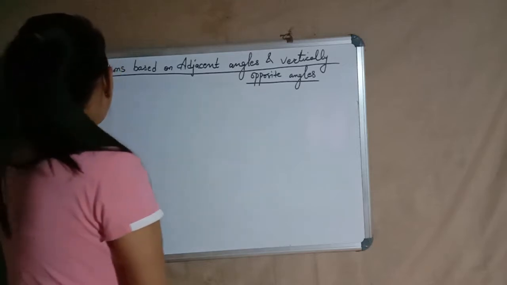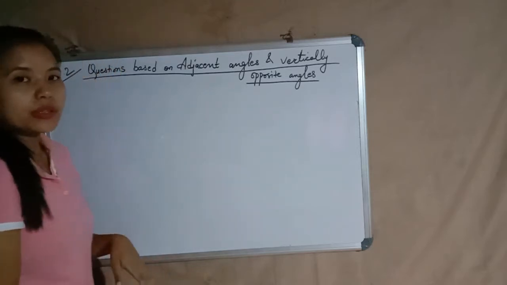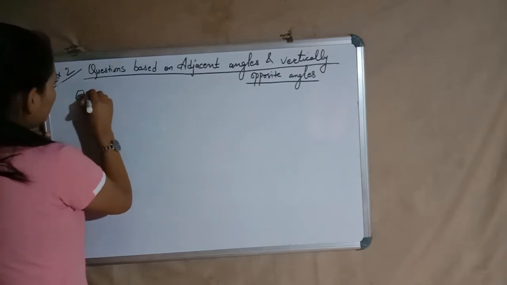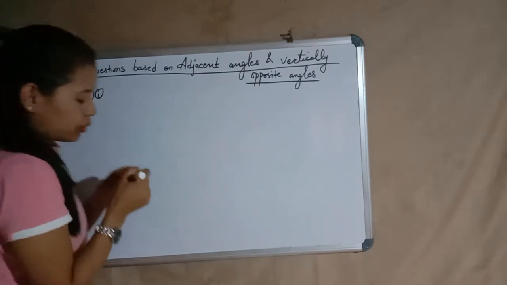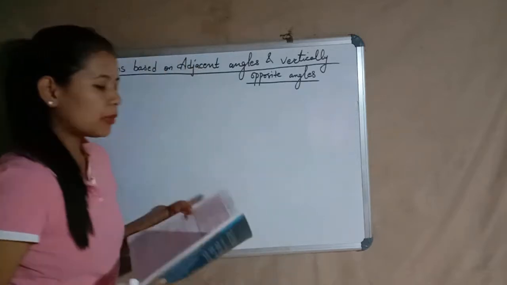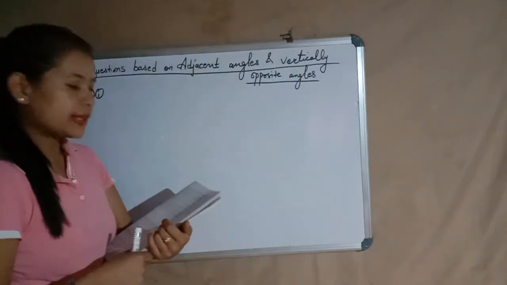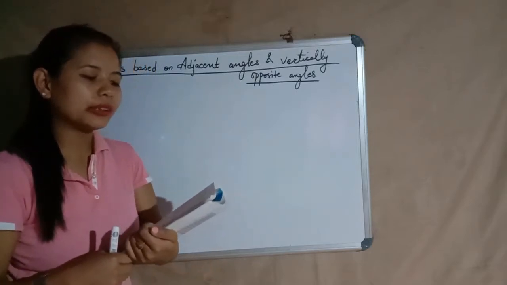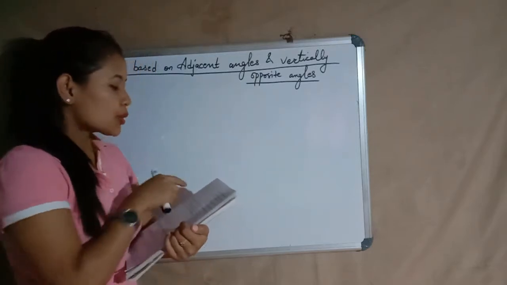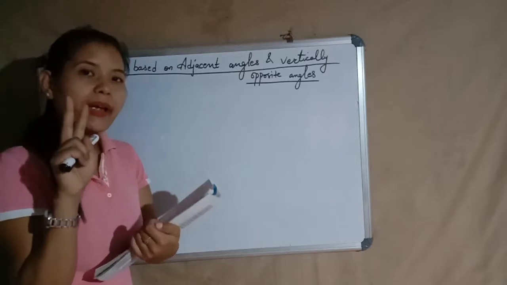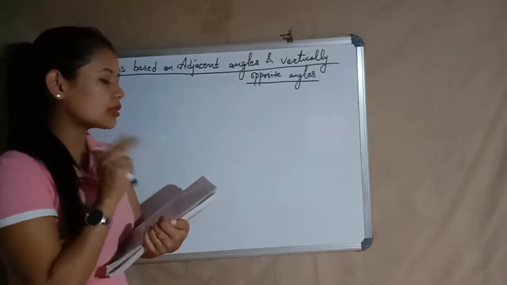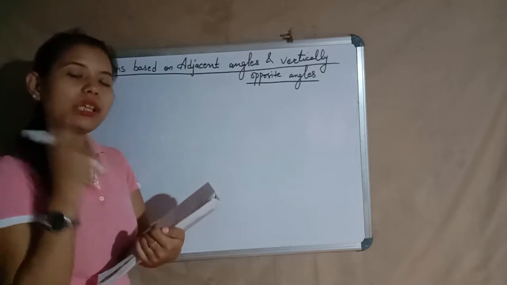Okay, so I'm doing exercise 2, question number 8, part 1. The question says, if the sum of two adjacent angles is 110 degrees, and if one of them is 40 degrees less than the other, find the angles. So remember, we are talking about two angles here and certain facts are given. So we need to use these facts to find out the angles.